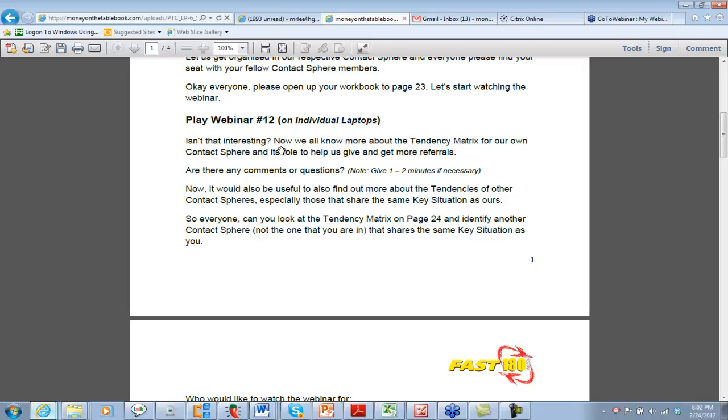Isn't that interesting? Now we all know more about the tendency matrix for our own contact sphere and its role to help us give and get more referrals. Any comments or questions? And give a couple minutes if necessary.